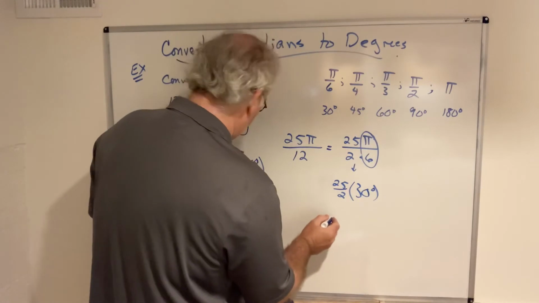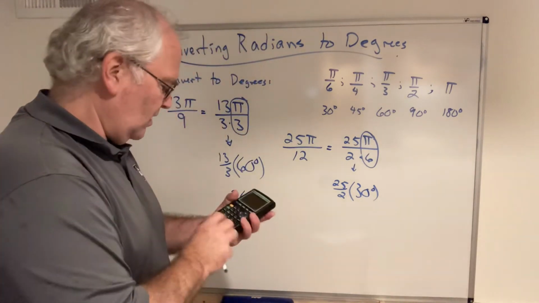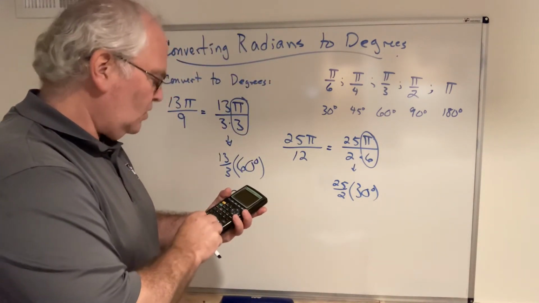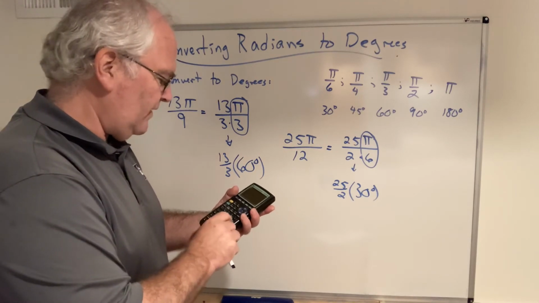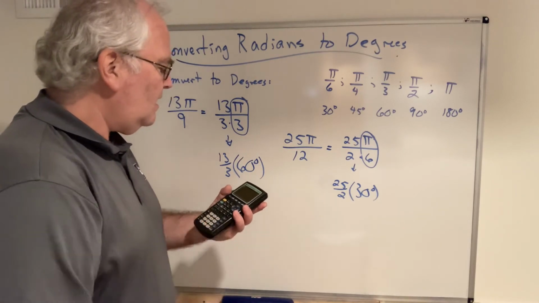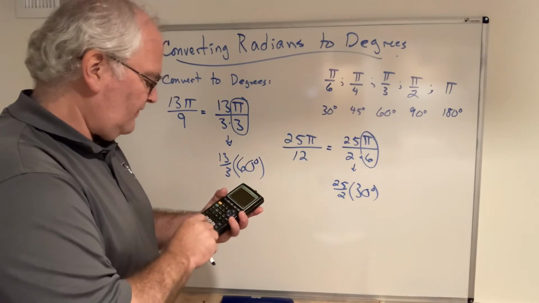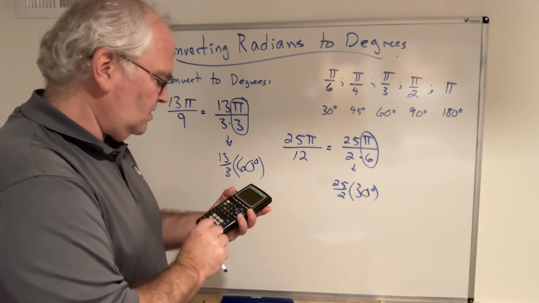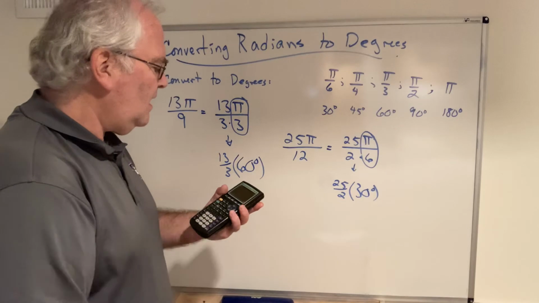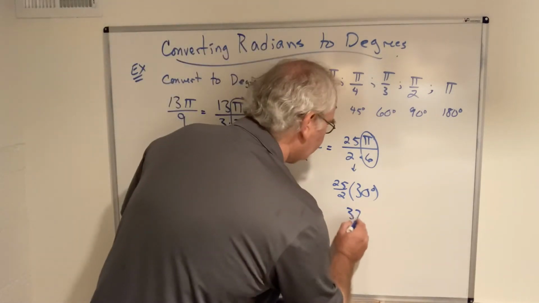And then that's equal to whatever that's equal to. 25, let's clear that. 25 divided by 2, and then take that times 30. Try that again, times 30. 25 divided by 2, and then take that times 30. And I got 375 degrees.